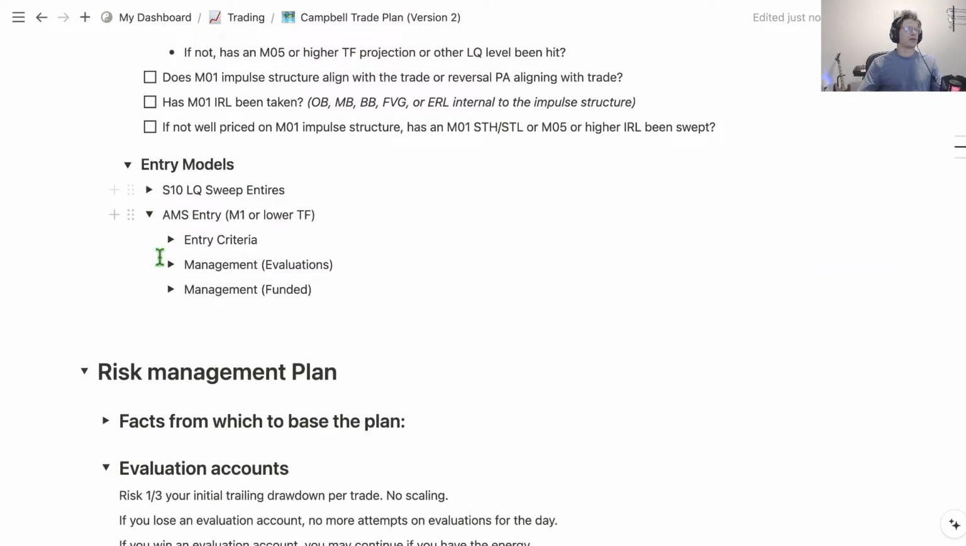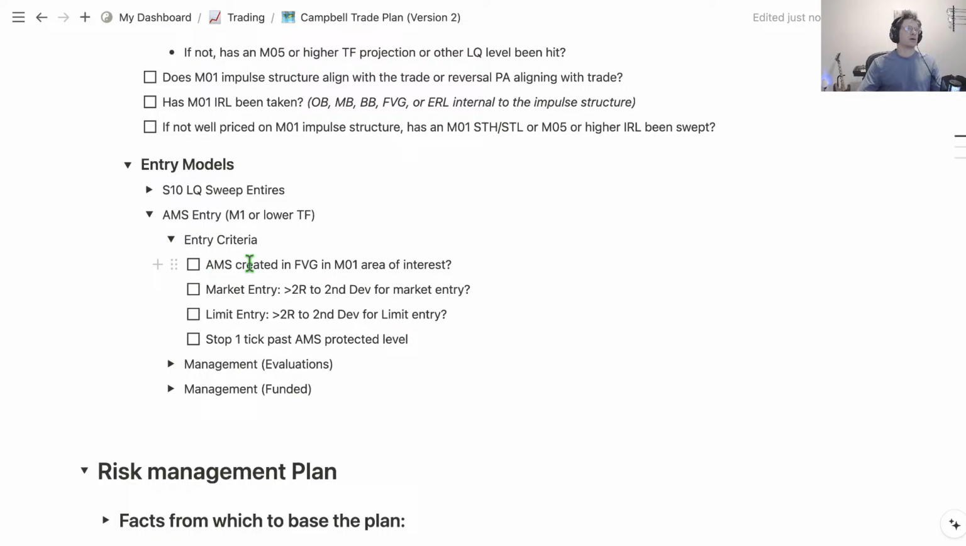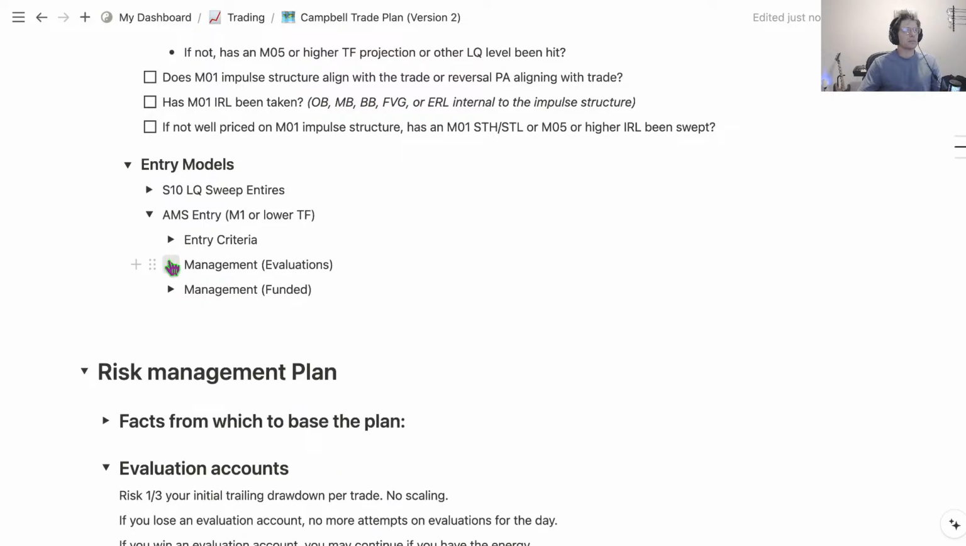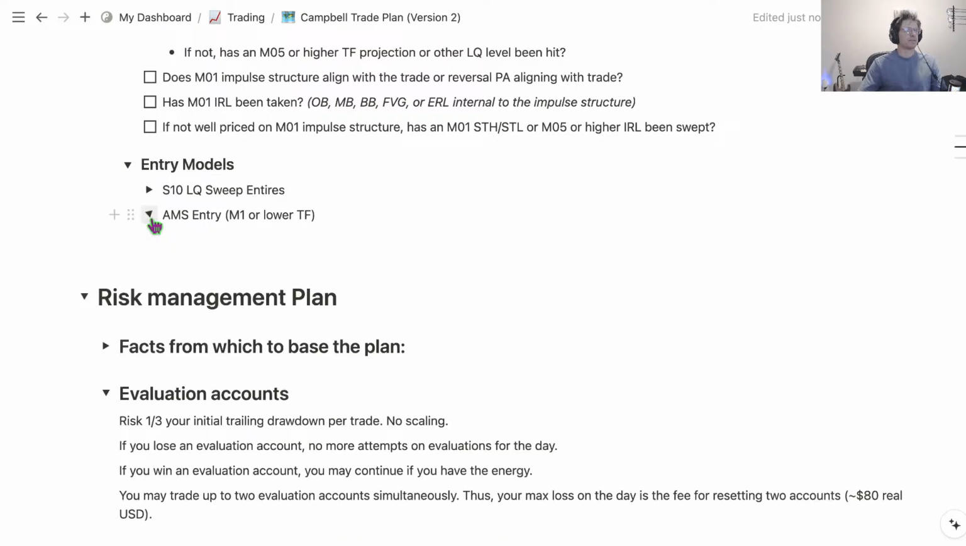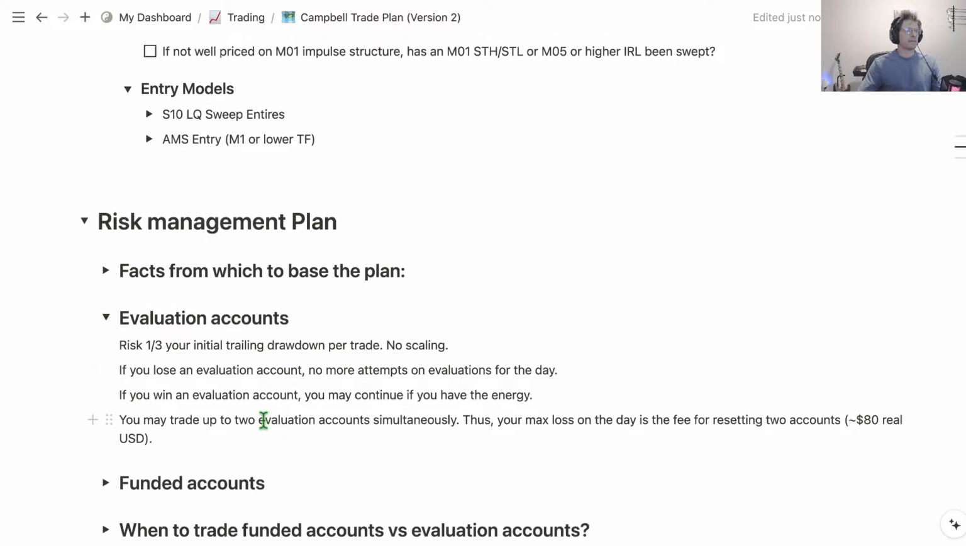So that's one entry. The other entry is the advanced market structure. We had a really nice one yesterday in the fair value gap. Typically, I want the fair value gap to be created, in fact, it's a requirement, within either an M1 order block or an M1 fair value gap or something of that sort. Can I get 2 hour to second deviation? And if so, then I'll take the trade. Same sort of management. So that's that. I'll do the same, I think, third trailing drawdown.